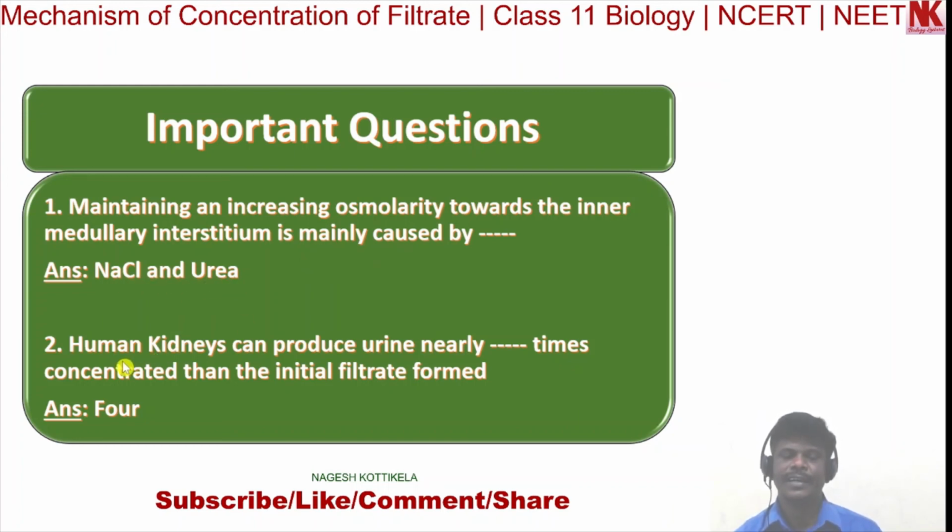Next question: human kidneys can produce urine nearly dash times concentrated than the initial filtrate formed. Answer is 4.